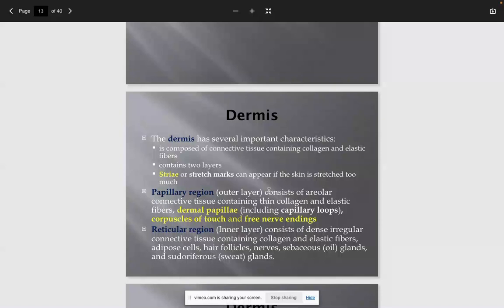The reticular region is the inner layer. This consists of dense, irregular connective tissue containing collagen and elastic fibers. It also contains other structures such as hair follicles, nerves, sebaceous oil glands, and the sudoriferous sweat glands as well. So what's important on this slide? The dermis contains two regions, a papillary region and the reticular region. I know that the papillary region contains the dermal papillae, which is where capillary loops, tiny blood vessels, come in to provide blood supply. And I also know there are free nerve endings, and that free nerve endings are responsible for the formation of pain sensory perception.